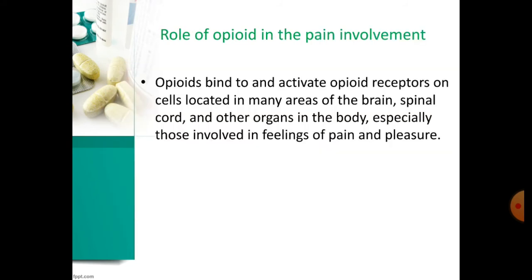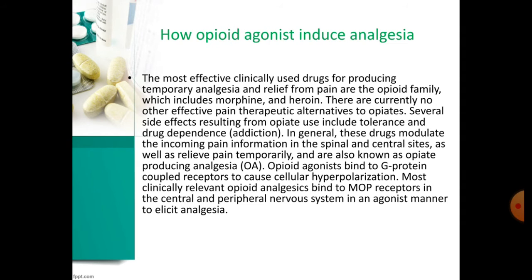So, the role of opioids in pain is that opioids bind to and activate opioid receptors on cells located in many areas of the brain, spinal cord, and other organs in the body, especially those involved in feelings of pain and pleasure. So, how do opioid agonists induce analgesia? The most effective clinically used drugs for producing temporary analgesia and relief from pain are the opioid family, which includes morphine and heroin. There are no currently other effective pain therapeutic alternatives to opiates. Several side effects resulting from opiate use include tolerance and drug dependence or addiction.